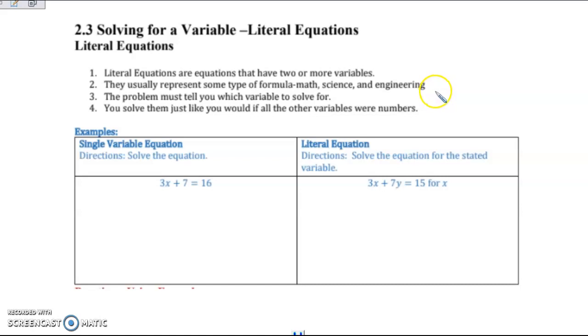They usually represent some type of formula, math, science, engineering, things like that. The problem must tell you which variable you are solving for, and you solve them just as if the variables were other numbers. When we have a single variable equation, this is something you're familiar with. We have 3x plus 7 equals 16. We only have one variable, and we can solve for that easily by just reversing our order of operations and getting it down to where we only have a variable with a solution.